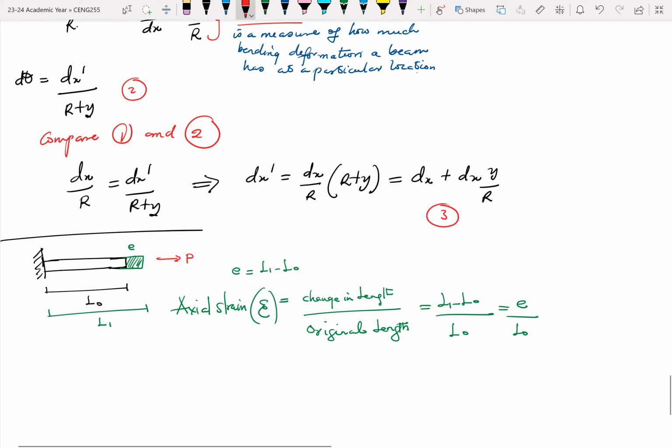So if you hear the word epsilon, then that is the axial strain. All right. Why am I going through all of this? Just to explain one concept to us.